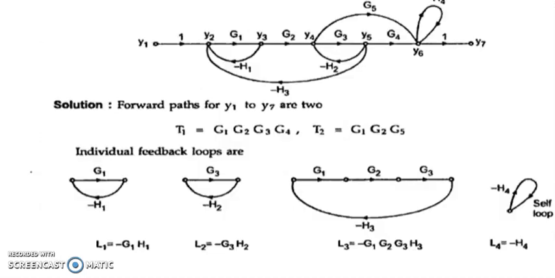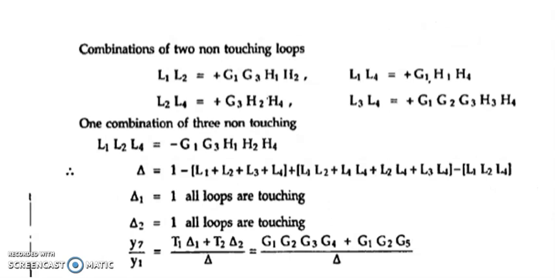Take another example. This is the signal flow graph where G1, G2, G3, G4 is one forward path and G1, G2, G5 is another forward path. The loops involved are L1, which is minus G1 into H1, L2, which is minus G3 into H2, L3, which is G1, G2, G3 into H3, and L4, which is minus H4. Now we take combinations of two non-touching loops. So you get L1 into L2, L1 into L4, L2 into L4, and L3 into L4.